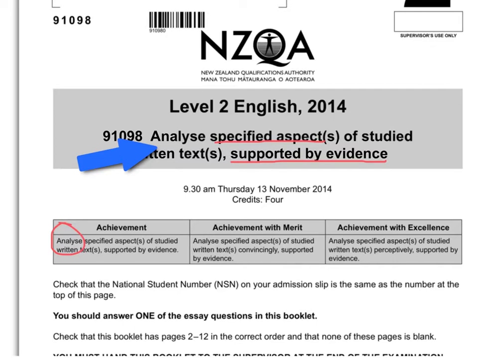To reach merit, you have to do that convincingly. To reach excellence, you have to do that perceptively. So, where's the difference? The difference is only in one word. And again, that word is analyse. So what does it mean? What does analyse mean? We'll move on to the next slide and we'll discuss that.